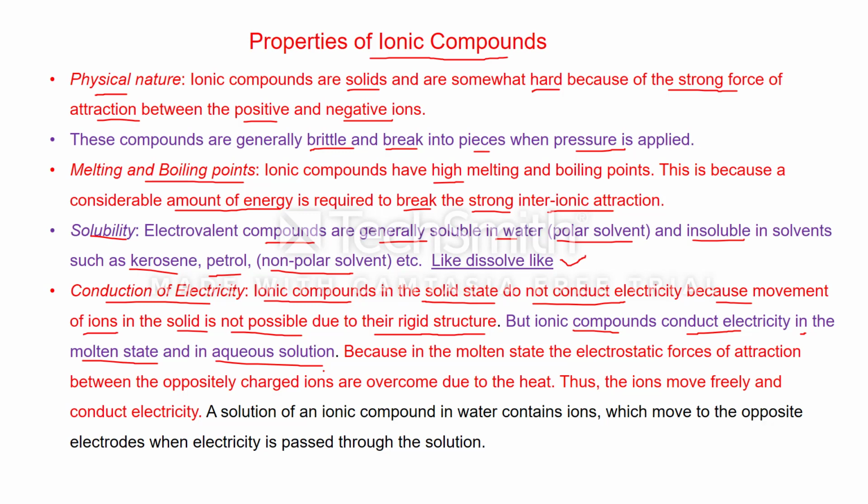Now what happens in these two conditions? In the molten state, the electrostatic forces of attraction between the oppositely charged ions are overcome due to the heat, and thus the ions move freely and conduct electricity. In the same way, a solution of an ionic compound in water. It means when we dissolve the ionic compound in water, these ions dissociate. That's why this aqueous solution contains free ions which can move to opposite electrodes when electricity is passed through the solution. Is that clear?